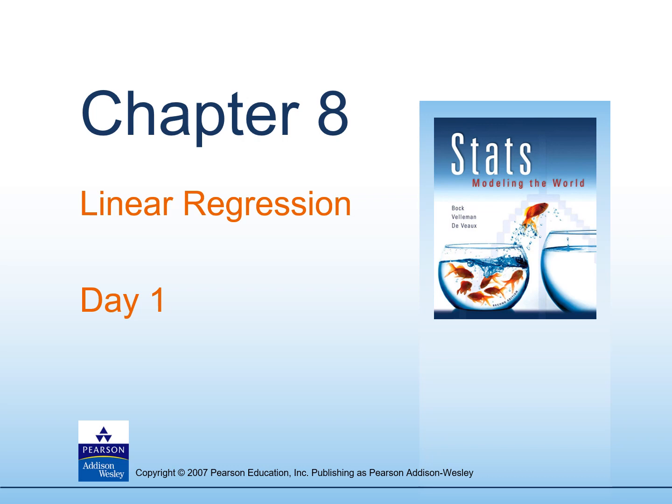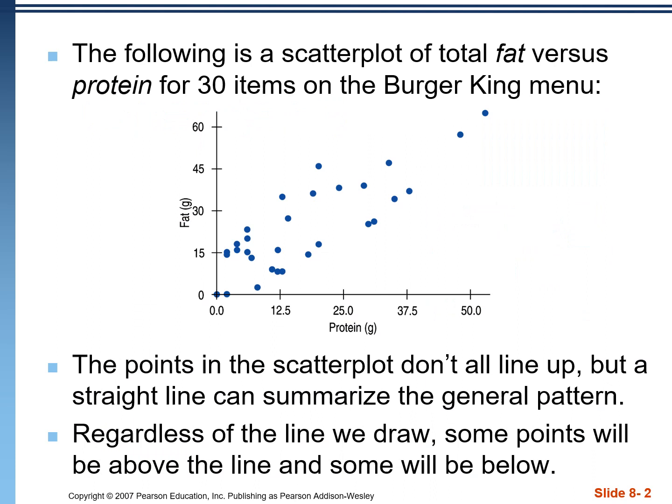Chapter 8, Linear Regression. This is the process of creating a line of best fit. In this scatter plot, we have protein values and fat values from 30 items on the Burger King menu. Obviously, this doesn't make a straight line, but it's straight enough. I can eyeball a line of best fit through these points. And we would say that the association between these two variables is positive, linear, moderately strong, with no unusual features.